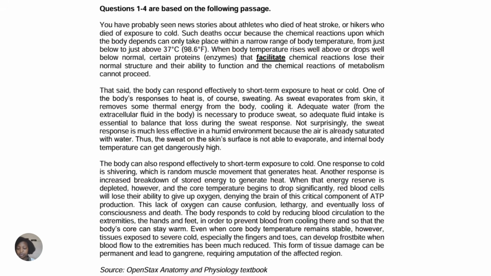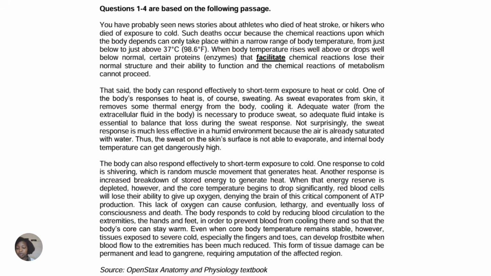The body can also respond effectively to short-term exposure to cold. One response to cold is shivering, which is random muscle movement that generates heat. Another response is increased breakdown of stored energy to generate heat. When that energy reserve is depleted, however, and the core temperature begins to drop significantly, red blood cells will lose their ability to give up oxygen, denying the brain of this critical component of ATP production. This lack of oxygen can cause confusion, lethargy, and eventually loss of consciousness and death.